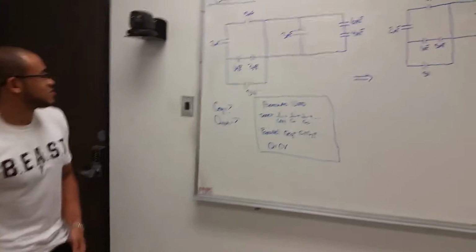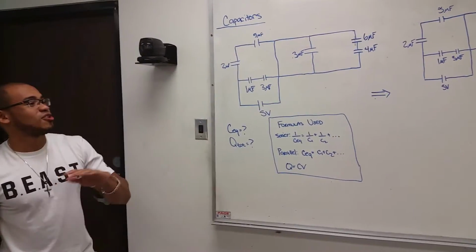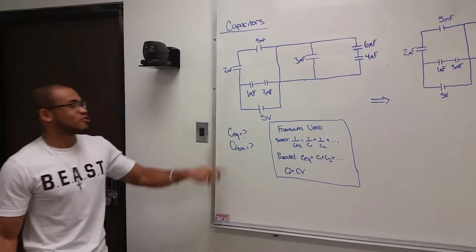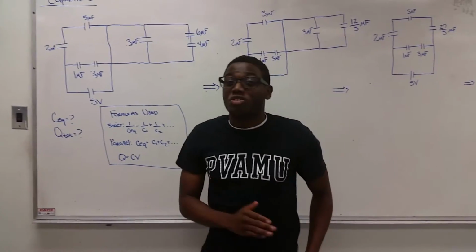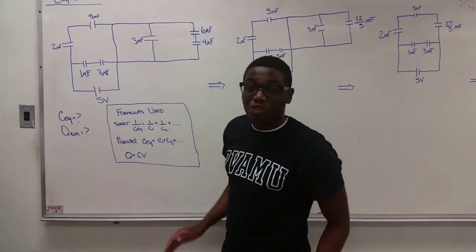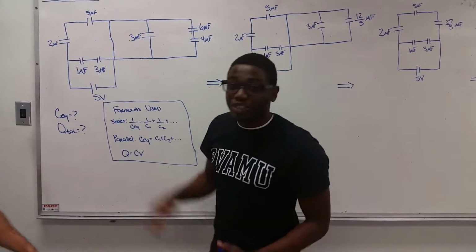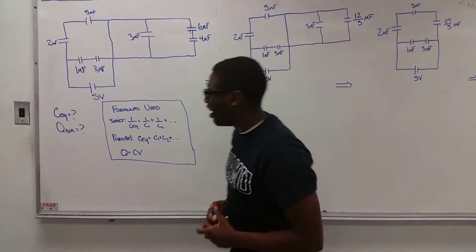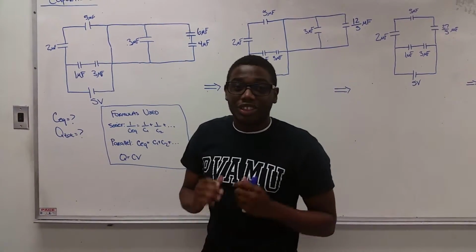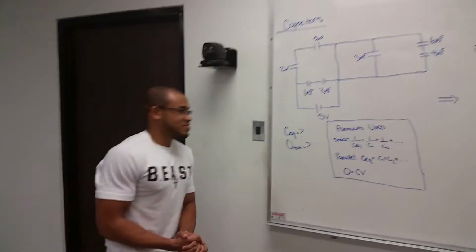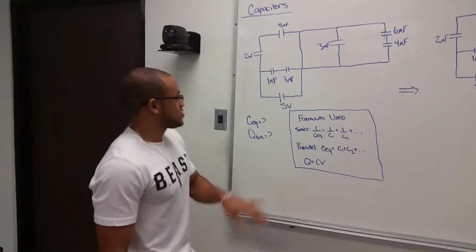Okay, so first our goal is to find the CEQ and the Q total. CEQ is the equivalent capacitance of the circuit and Q total is the total charge of the circuit. Okay. So today we'll be using these formulas.